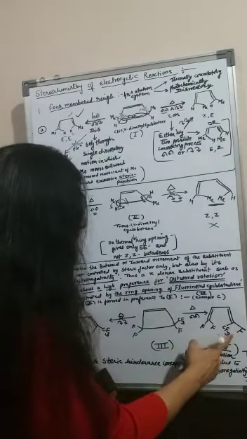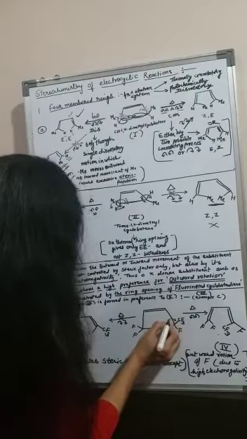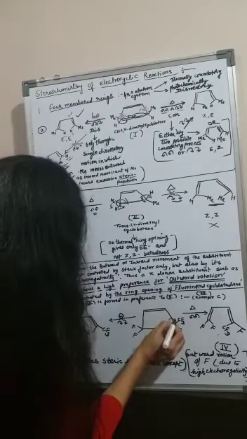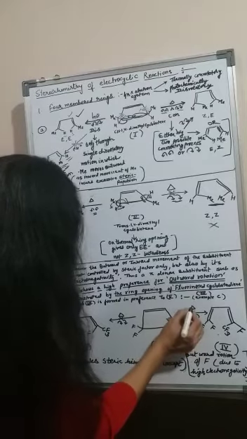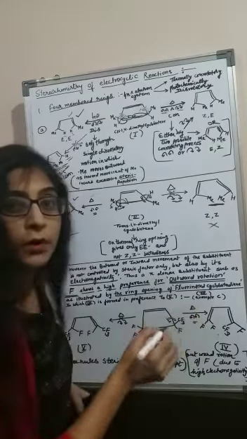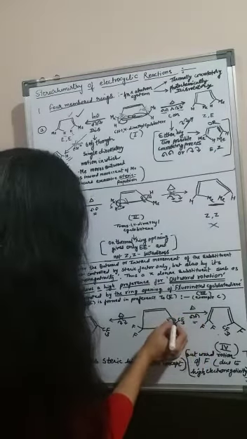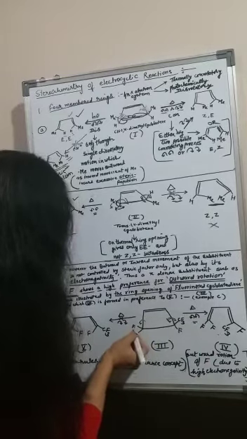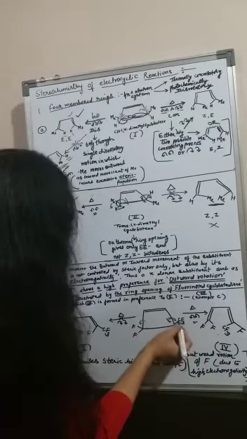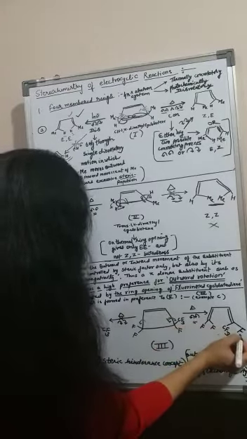Here, if you see, this is moving clockwise and this is moving anti-clockwise. Both are moving anti-clockwise. The thermal process is there, and the system is a 4n pi electron system, so the thermal process is the conrotatory process. Both are moving anti-clockwise. Here there is no difference because both substituents are the same. Here anti-clockwise, CF3 is moving inward and fluorine is moving outward.